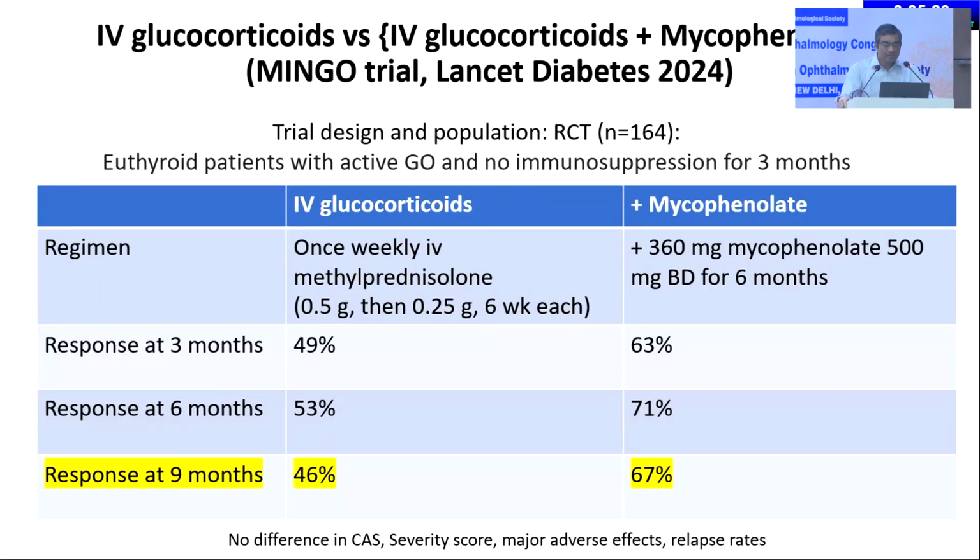This is again an important trial recently published in the Lancet Diabetes. What they did is compare IV glucocorticoids with IV glucocorticoids plus mycophenolate for 6 months. What they have seen is that the response rate with the combination was better at 9 months, when the combination of drugs was given, as compared to the IV glucocorticoids.